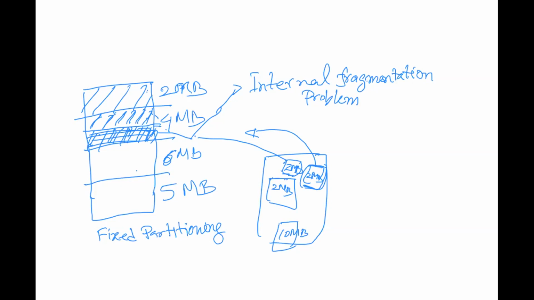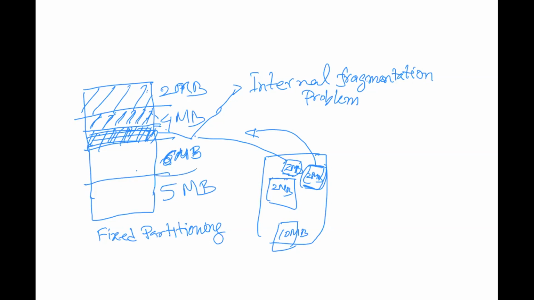For fixed partitioning, we have got several problems, or disadvantages. It has the internal fragmentation problem, and the process size never goes beyond the maximum partition size. Here the maximum partition size is 6 MB. So you never go beyond a 6 MB process. You can accommodate a maximum process size of 6 MB, not 7 MB, because the maximum partition size is 6 MB.